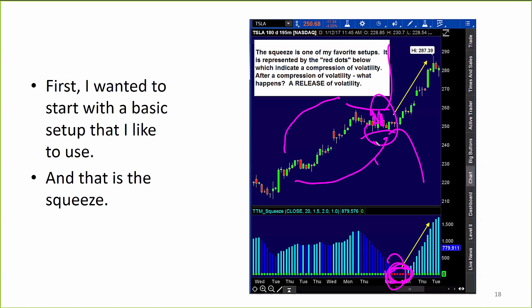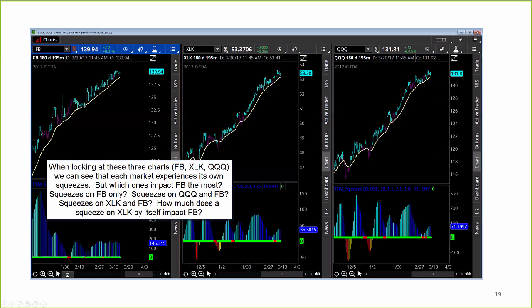I want to know, if a stock is squeezing, how does that impact the stock versus if the sector is squeezing, and so on. So that's the tool we wanted to use, but we wanted to be able to cross-reference it, because it's hard to stare at a lot of different charts.